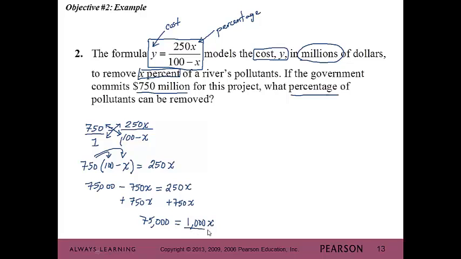Finish it off by dividing by 1,000. And we have x equals 75%. So if you want, you can write it as 75% of pollutants.